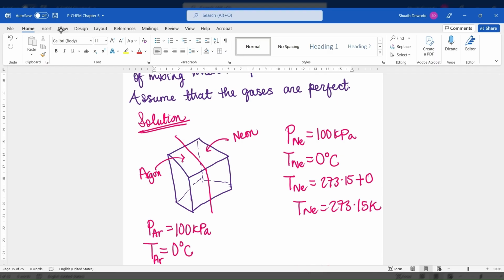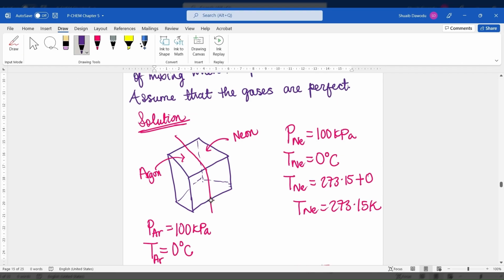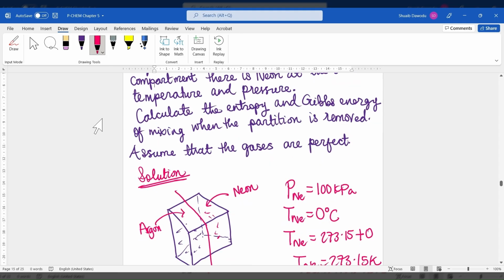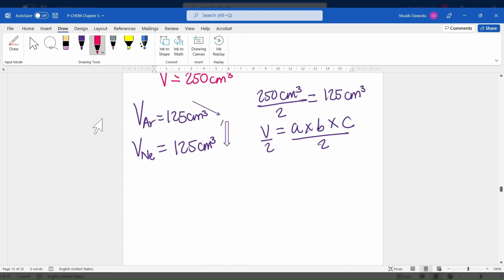So basically, when we remove the partition that was separating the box in half, the argon on the left side and the neon on the right side are going to end up mixing. We're told to determine the Gibbs energy of mixing as well as the entropy of mixing by assuming both argon and neon to be perfect gases.